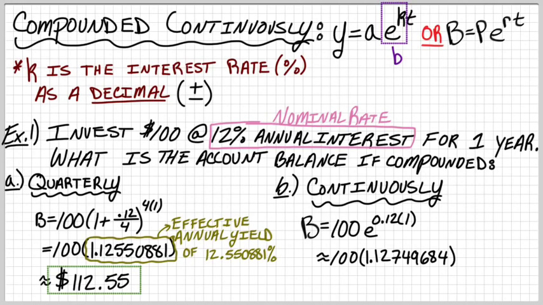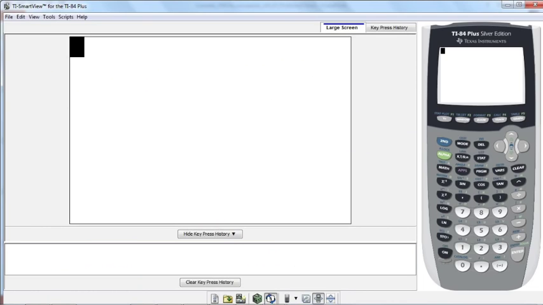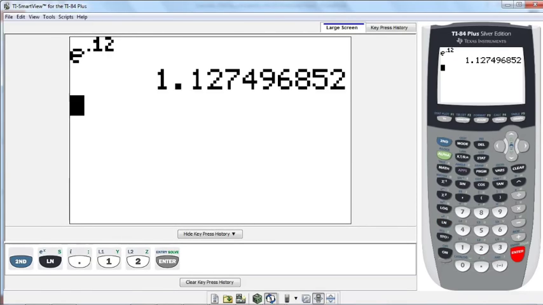And just to show you a little bit of a shortcut with your calculator, it already has an e to the exponent feature. So if you just hit second ln, ln is right here next to the 4. If you hit second ln, it already sets up e to a certain power. So then you can just plug in the exponent. In our case, we just did 0.12. So that's how I got that decimal. That's actually our growth factor.